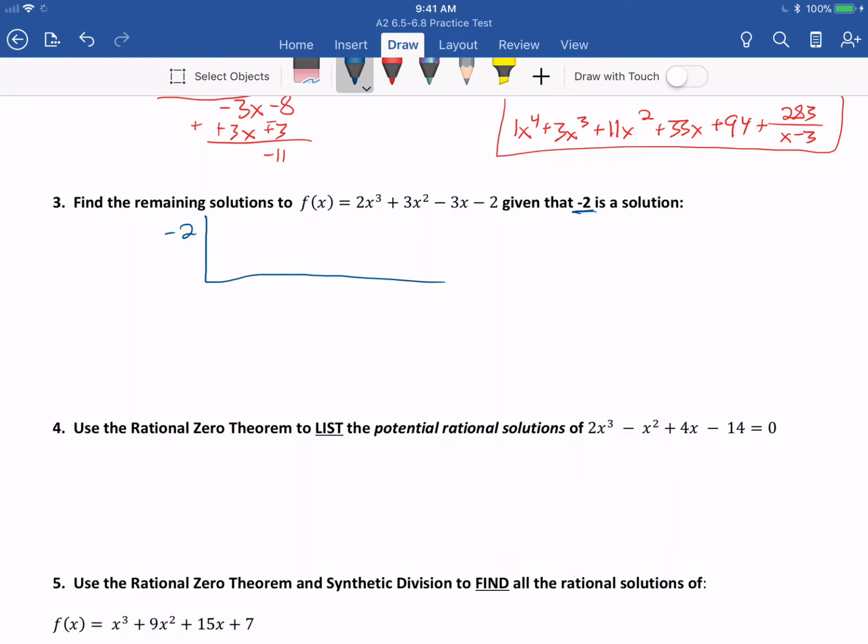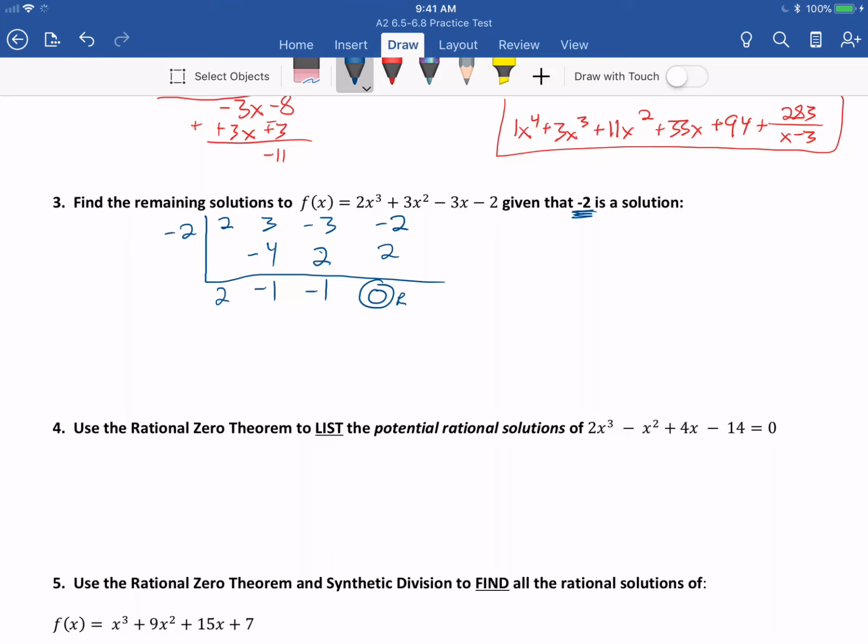So I put that -2 out front, then I go 2, 3, -3, and -2. Bring this 2 straight down, multiply to give me -4. Add straight down to give me -1, multiply to give me 2, add straight down to give me -1 again, multiply to give me +2, add straight down to get 0. And remember, if this is a 0, you should get a remainder of 0.